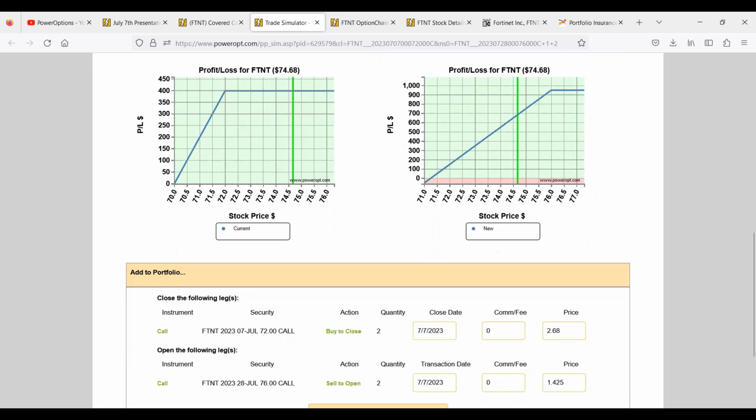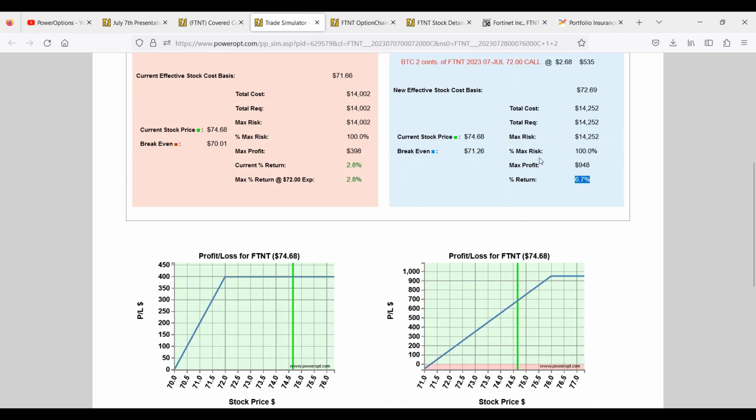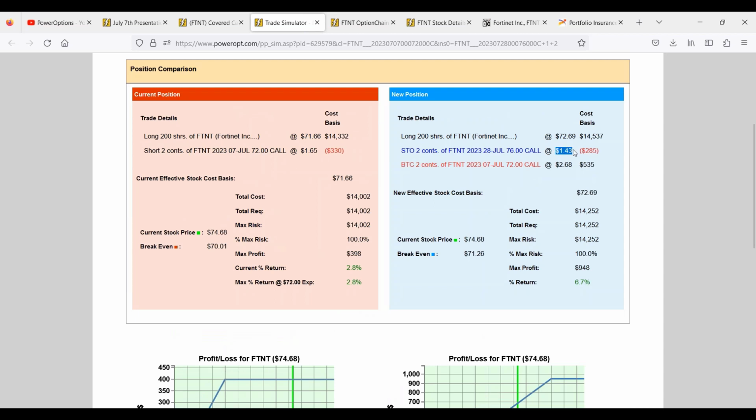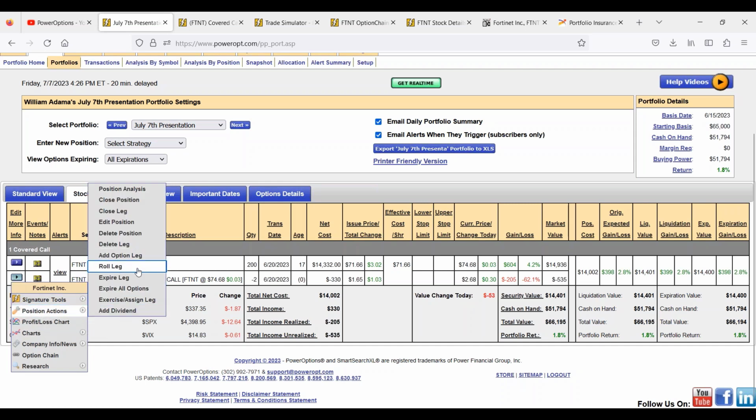Now, if I decided to do this transaction, I could simply submit the change to portfolio. Most likely, I'm going to go to my broker. I'm going to enter in to try to get these midpoints here to buy to close this call at 268, sell to open this call at 143. Maybe I get filled at slightly different prices. So that's when, Doug, we'd go back to our portfolio, click the more information button next to the option, go to position actions and roll leg.